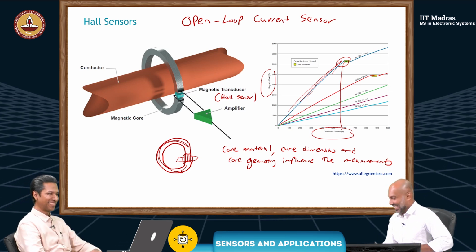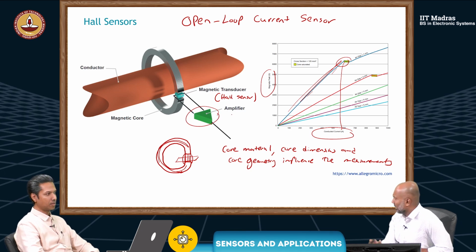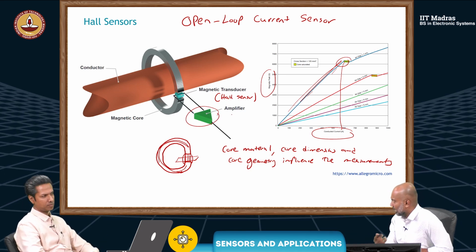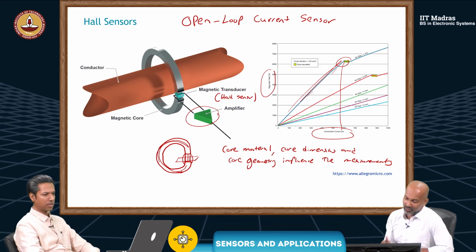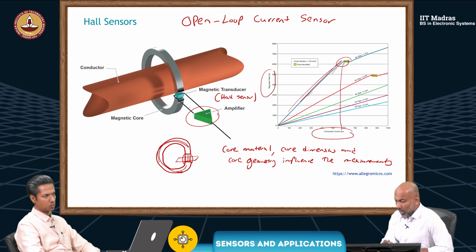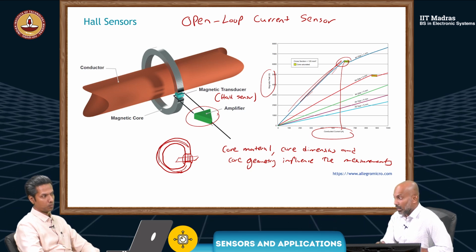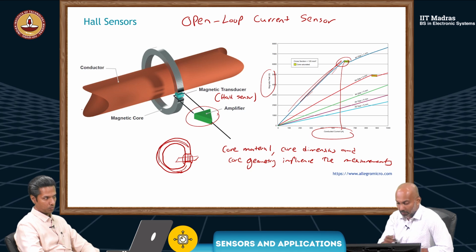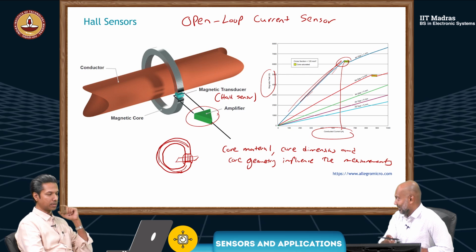Oh yeah, I forgot to mention, then you have an amplifier. This could be a differential amplifier, any kind of amplifier that amplifies the signal. This output gives a voltage out that is proportional to the current that you are measuring.